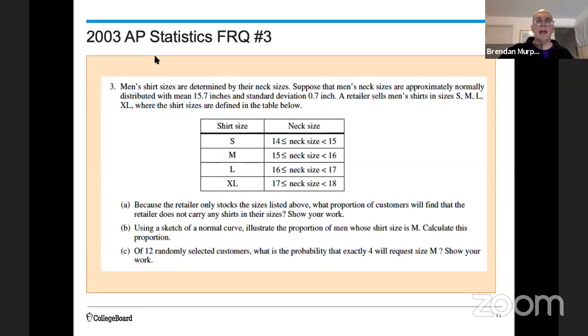Anyways, men's shirt sizes are determined by their neck sizes. Okay, we're just setting the stage. Suppose that men's neck sizes are approximately normally distributed with a mean of 15.7 and a standard deviation of 0.7. So that's good to know. I know the average neck size. I know the standard deviation. A retailer sells men's shirts in size small, medium, large, XL, with the shirt sizes identified in the table below. So they give me some numerical values for each of those 4 sizes.